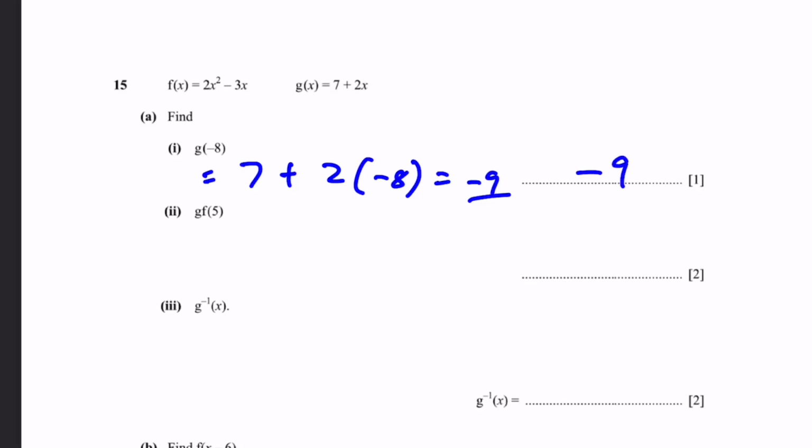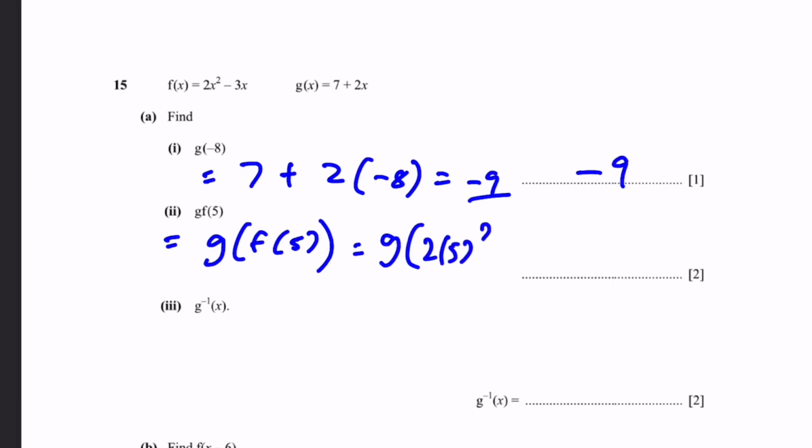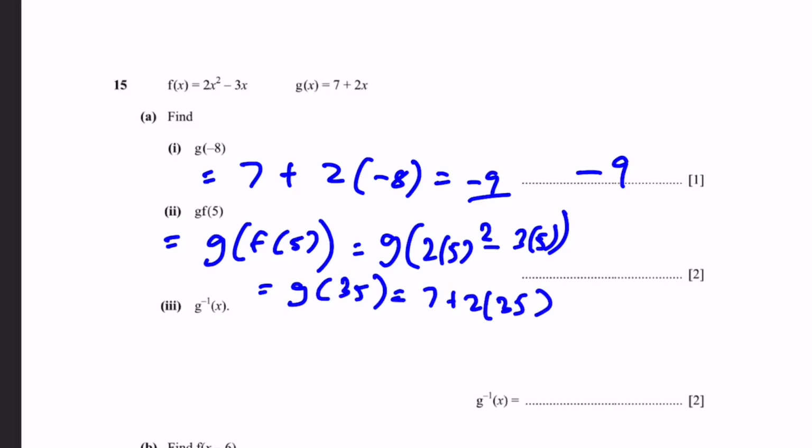Part 2, gf of 5. That's basically going to be g of f of 5. So we do f of 5 first, which is 2 times 5 squared minus 3 times 5. And then we take g of that value. So 2 times 5 squared is going to be 50. 3 times 5 is 15. So we get 35. So g of 35, which is 7 plus 2 times 35, 77. That's our answer. And for part 3, g inverse of x.